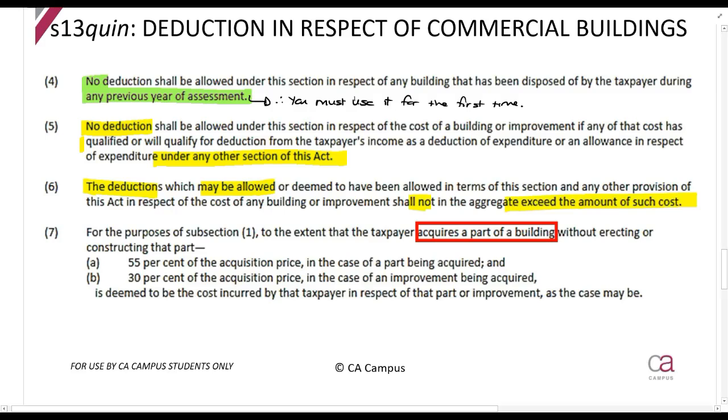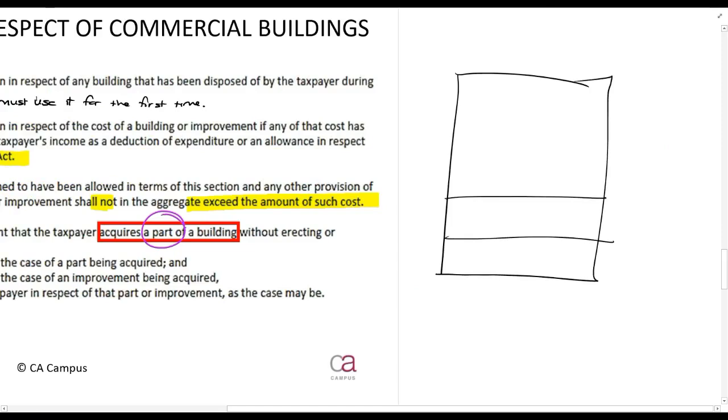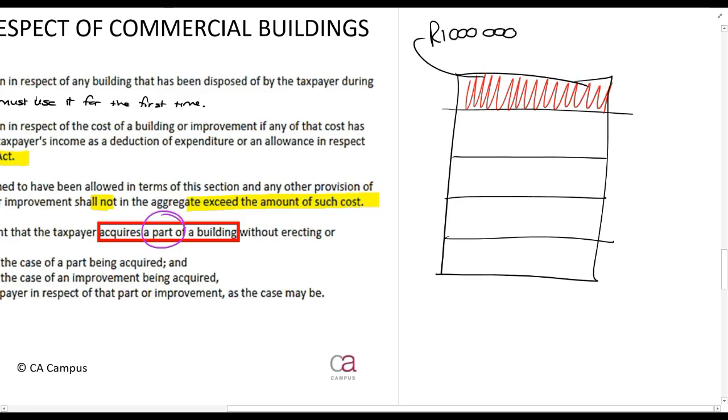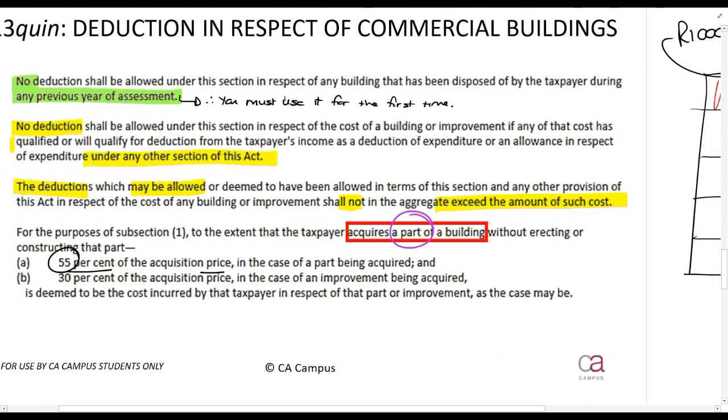Now guys, look at the next one. If you acquire a part of a building, without erecting or constructing that part. So this will be, here's a building. Let me actually do it a little bit different. I'm going to do the building still, but a little bit bigger. Right, so here's the building. It has 5 floors. They subdivide this and you buy the top floor of this building and you spend 1 million rands on it. So you didn't erect it, you just bought a part of the building. You can then claim 55% of the price if you buy a part of the building.